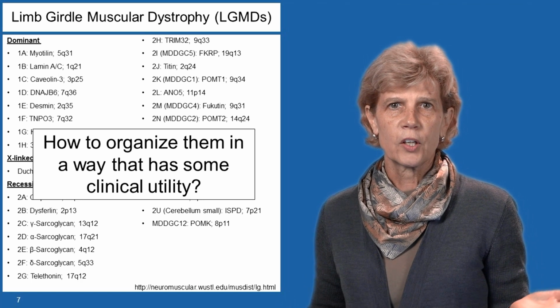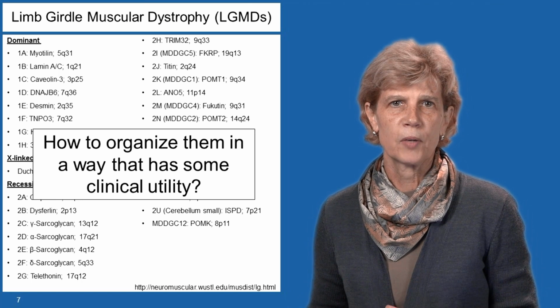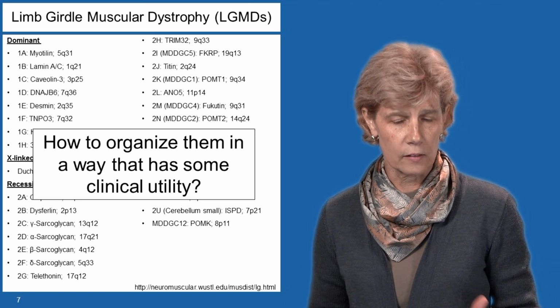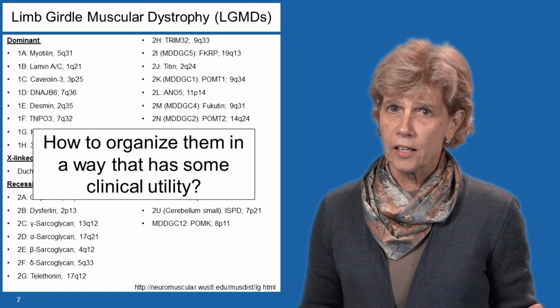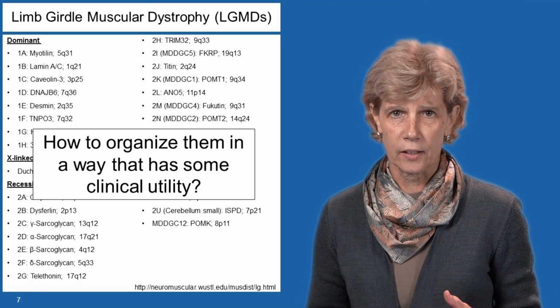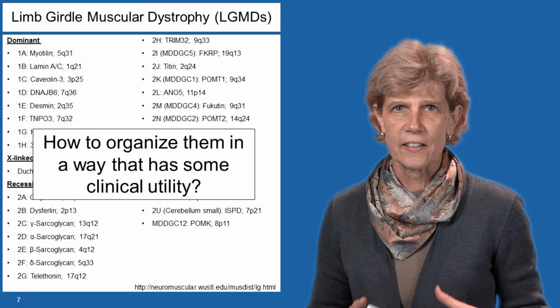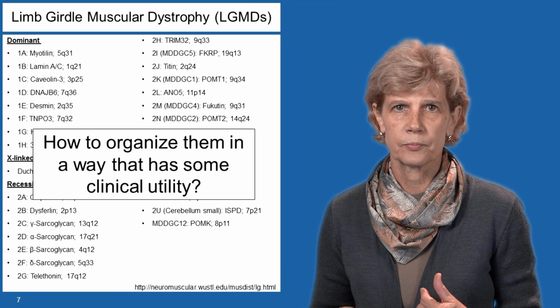So I mentioned that there are a number of different forms of limb-girdle muscular dystrophy. This is taken from a website that categorizes them all, and you can see that this is a lot of different diseases. And I can look at this, and it does not help me at all when I have a patient in front of me, and it gives me a royal headache. So we have to have a way to organize these diseases that helps me when I have a patient in front of me in clinic.